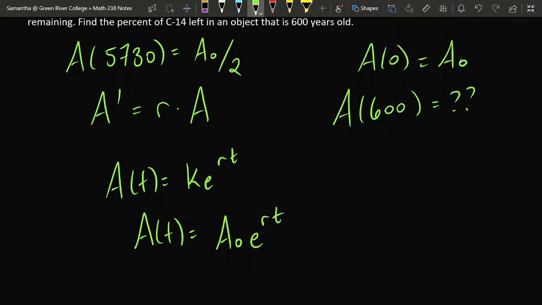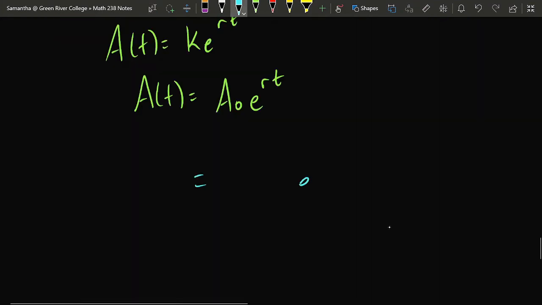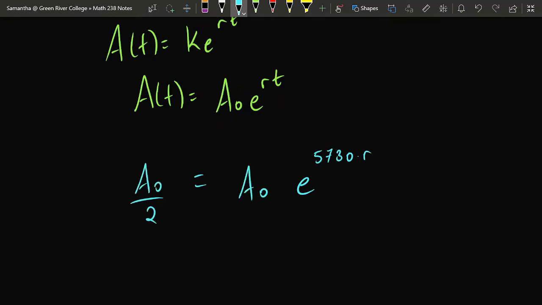Now, at minimum, in order to stand a chance of being able to actually answer the question in this problem, I'm going to have to use the given data point that if I plug in t equals 5730, then I'm left with half of whatever I started with. So let's go ahead and plug in that information. If I set t equal to 5730, then the output is going to be half of the initial amount, A0.